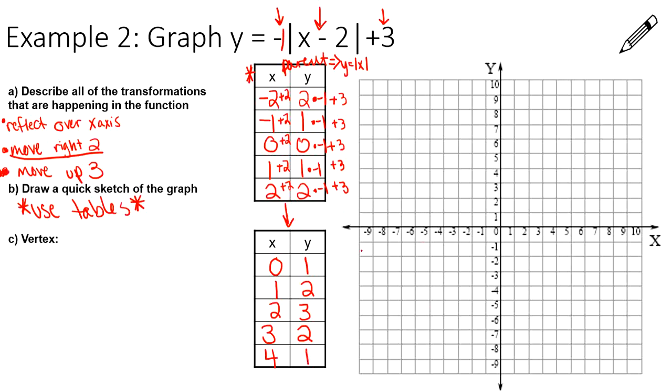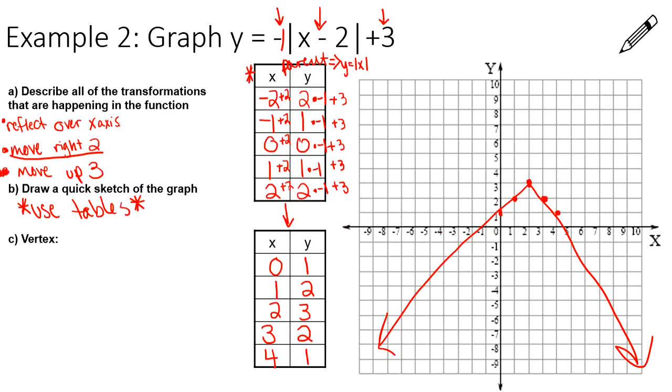So these are the points that we want to plot: (0, 1), (1, 2), (2, 3), (3, 2), and (4, 1). And then we're going to connect the dots and draw the rest of the graph.